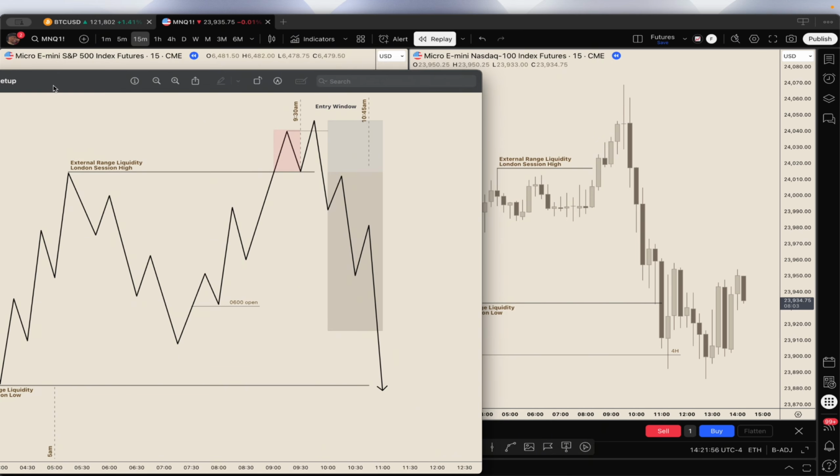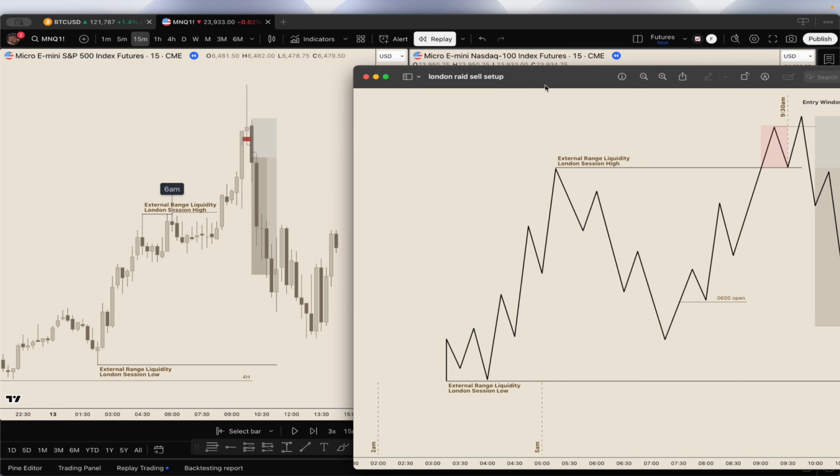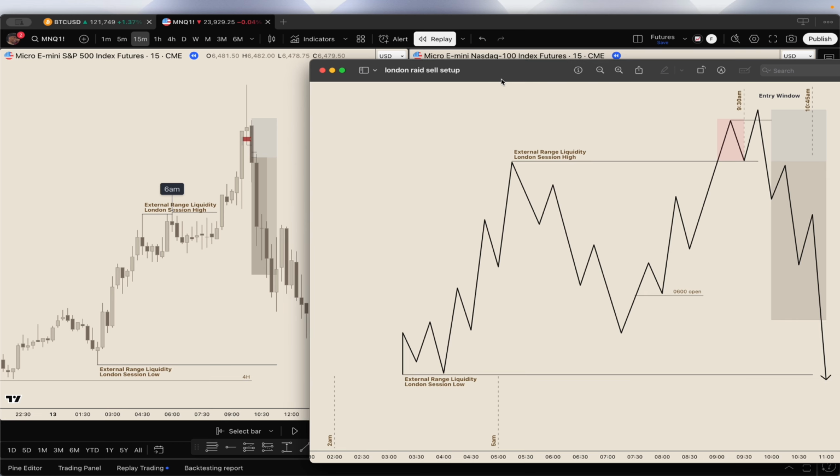That's basically the setup, but I took it on S&P due to price not pulling back into the area I wanted to get in on NASDAQ. So I had to be a little bit flexible, a little bit quick, but that was my trade from this morning, and here is the recording.